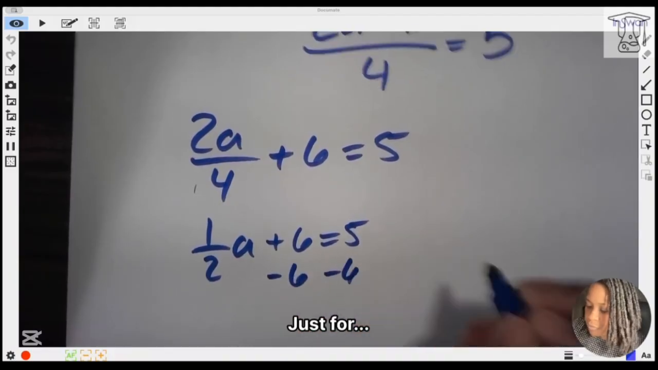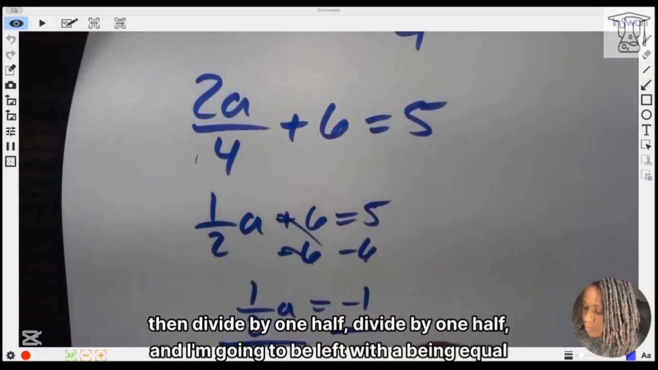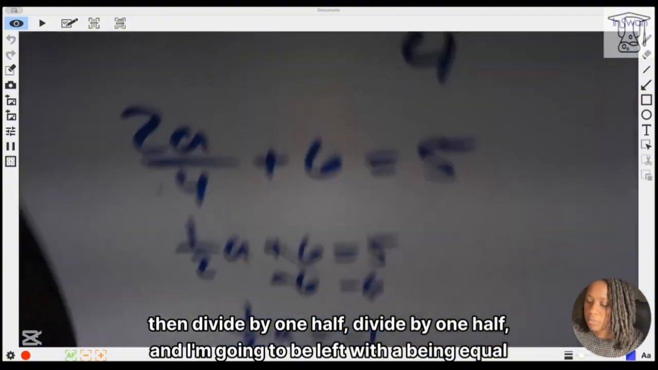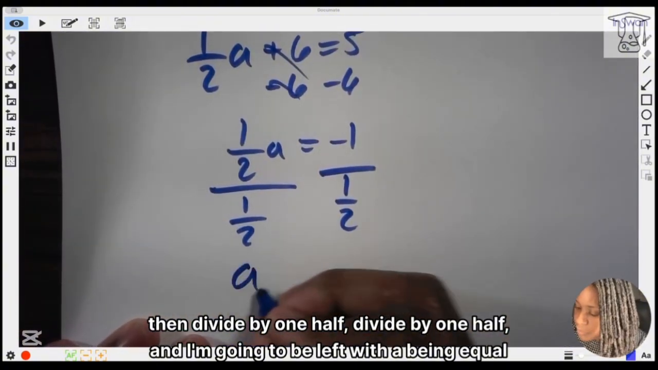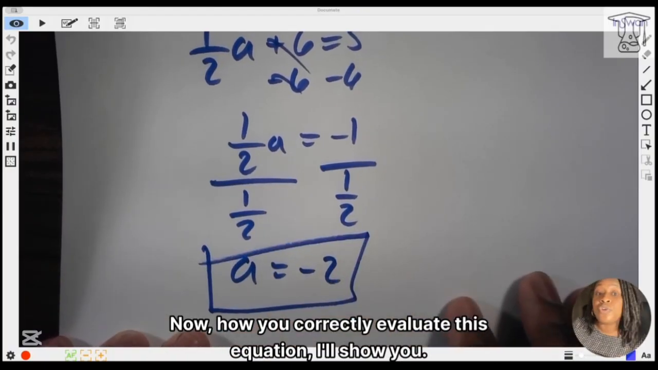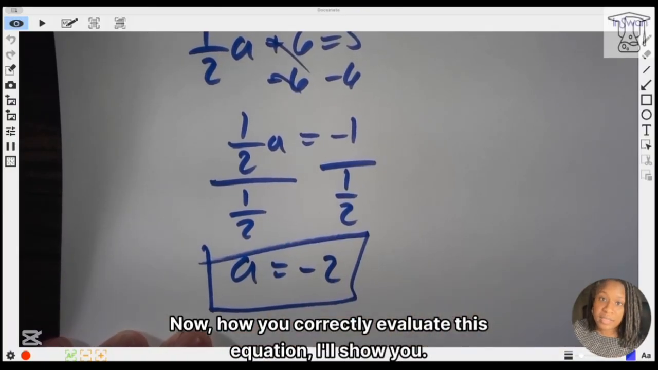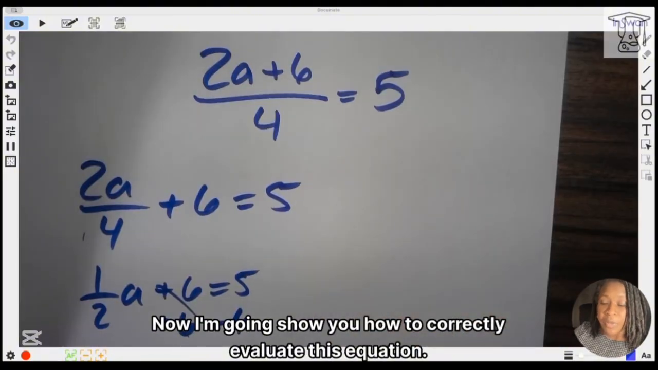Okay, just for effect, and then divided by 1/2, and I'm going to be left with a being equal to -2. Now I'm going to show you how to correctly evaluate this equation.